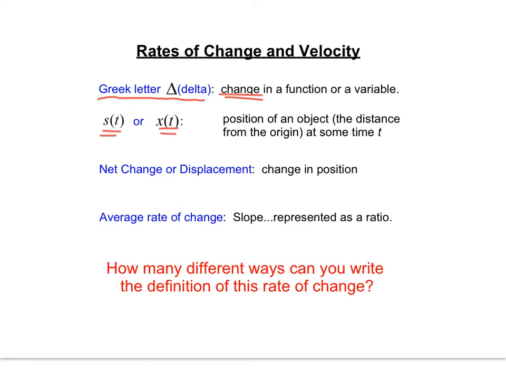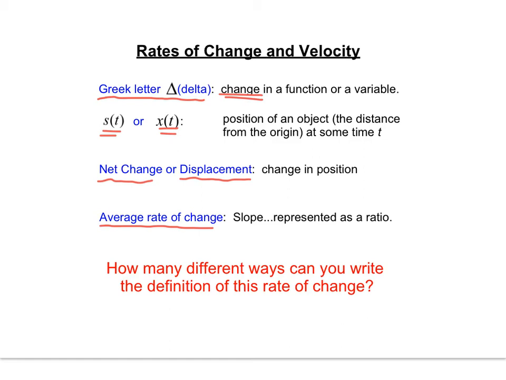So that is position. Another common vocabulary term is net change or displacement. Again, those two words are synonyms, and their meaning is the change in position. Like if you're traveling, how many miles was your distance, the displacement from beginning to end, okay? And then the last thing that we're going to talk about is your average rate of change. Now, many times we refer to average rate of change as slope.